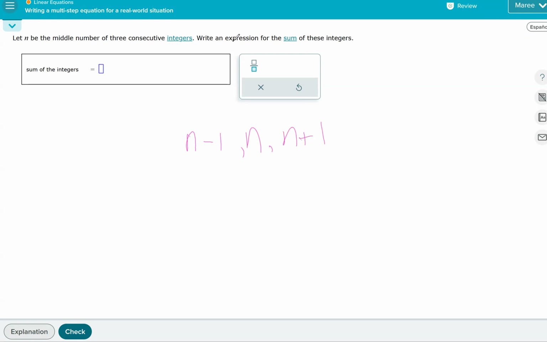We want to write an expression for the sum. So we're going to go ahead and add these numbers together. N minus 1 plus N plus N plus 1. Now we can simplify, so we'll combine like terms. We have 1, 2, 3N, and then negative 1 plus 1 will add to get 0. So our answer is 3N. So if we added three consecutive integers, it's the same thing as timesing the middle one times 3.